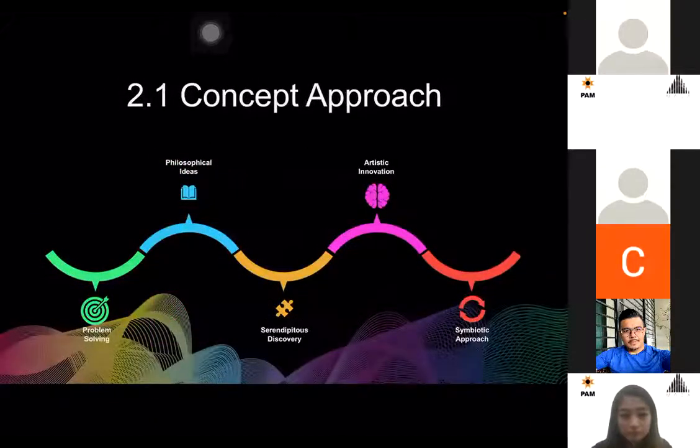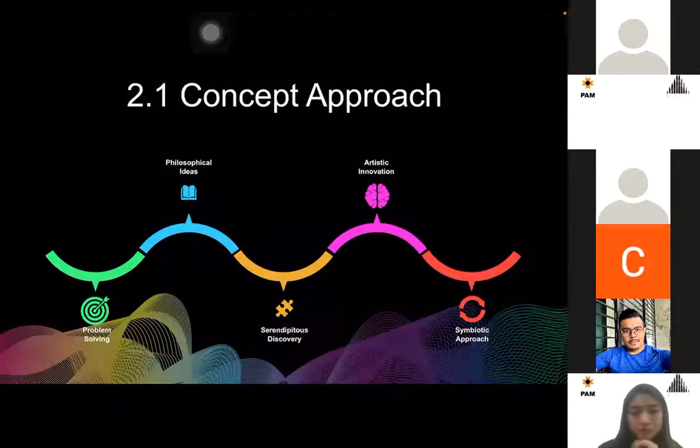Okay, so let's go to the first one, concept approach. There are five types of concept approach that I studied and then summarized into a simple list for you students and fellow friends to look at. Number one is problem solving. Number two is philosophical ideas, and then serendipitous discovery. Next would be artistic innovation, and as a whole, the symbiotic approach. Let's go one by one so that I can explain in detail.